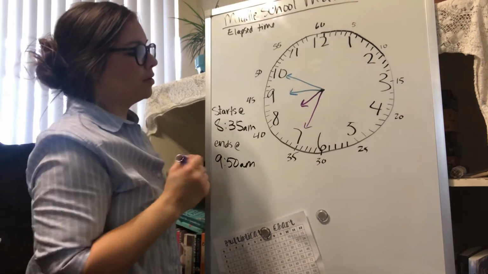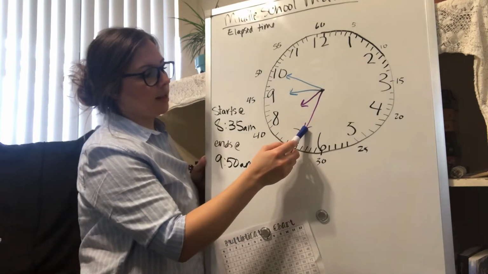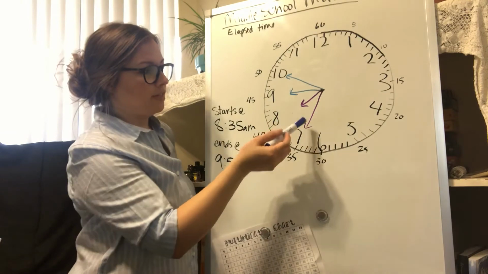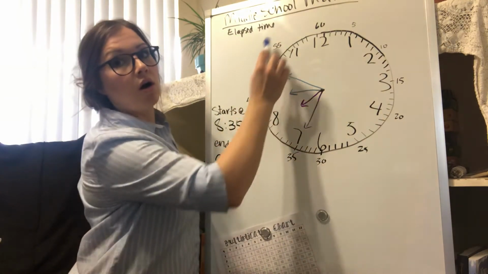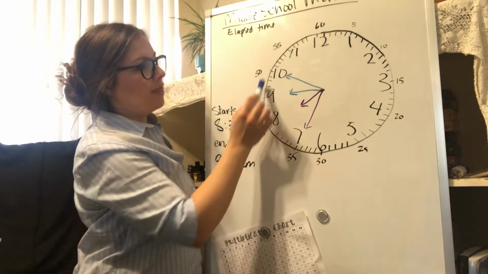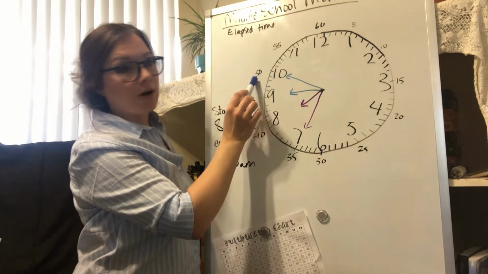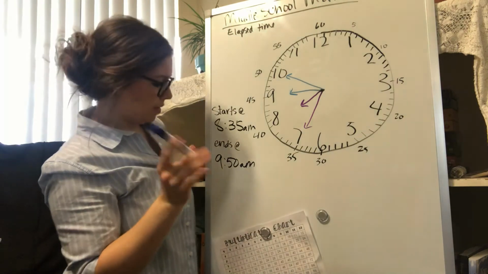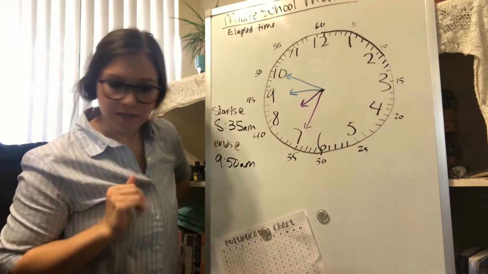So it's important to remember that we're not just taking this minute hand from here to there, because that would just take us from 8:35 to 8:50. We have to take this minute hand and go all the way around the clock and then up to the 50-minute mark, okay, because it's in the 9 o'clock hour, not the 8 o'clock hour. Does that make sense, I hope? You can't really answer me, but I'm hoping it does.